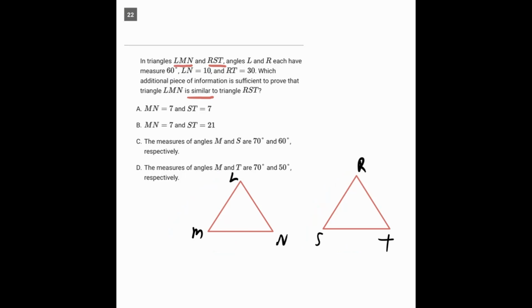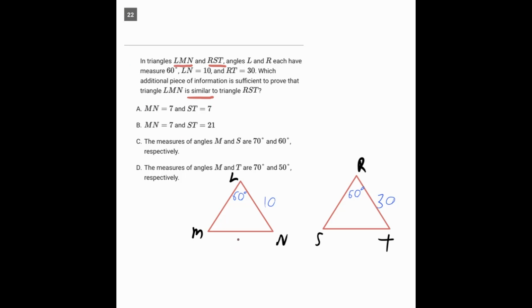Now we'll go ahead and use the information they gave us. L and R are both 60 degrees. LN is 10, RT is 30. Now, similar triangles have all the same angles as one another, and the sides are in matching proportions. So 60 and 60 looks pretty good. And if we're using the 10 and the 30, it looks like the triangles will be in a 1:3 ratio. But let's keep confirming. So we need to know which other information will make the two triangles similar. So let's try answer choice A.